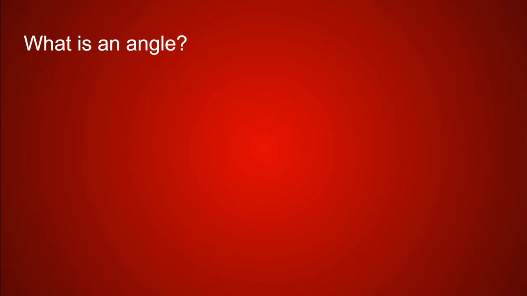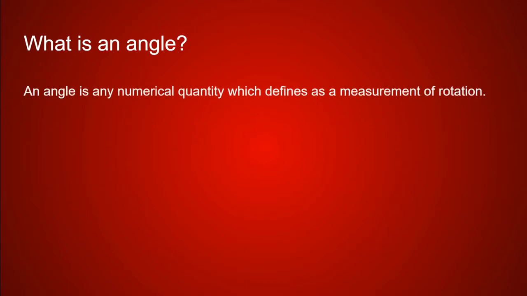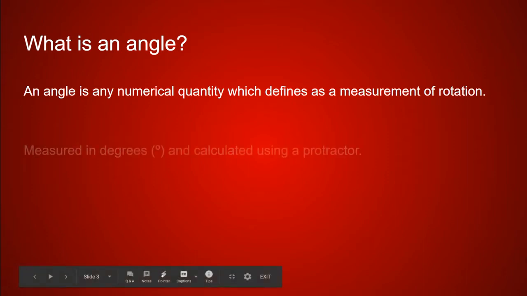So, what is an angle? Please explain. An angle is any numerical quantity which defines a measurement of rotation. This is too difficult to understand. Are you giving more exercises? Okay, fine. Simple terms: it's two lines that connect at one point, and every time the lines are farther away from each other, it means the thing has rotated more. Okay, we are going to see it later more, right? Yeah, we shall.